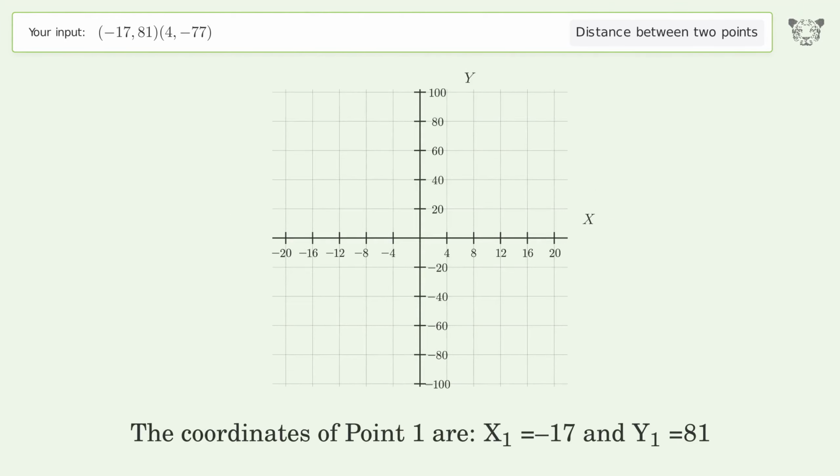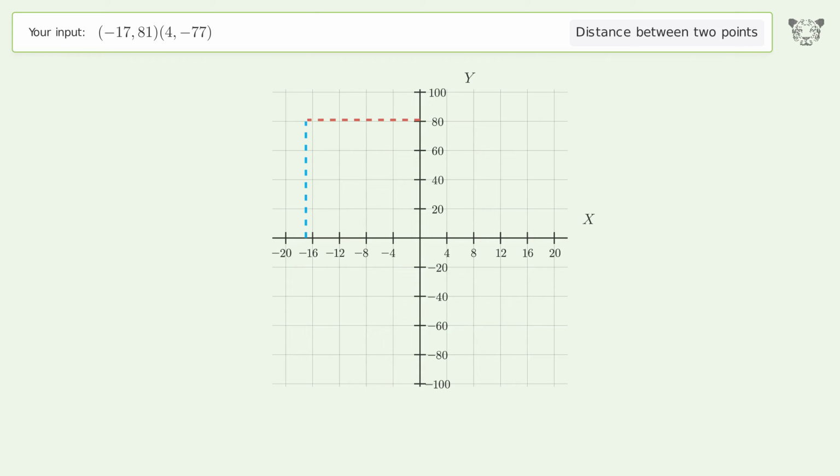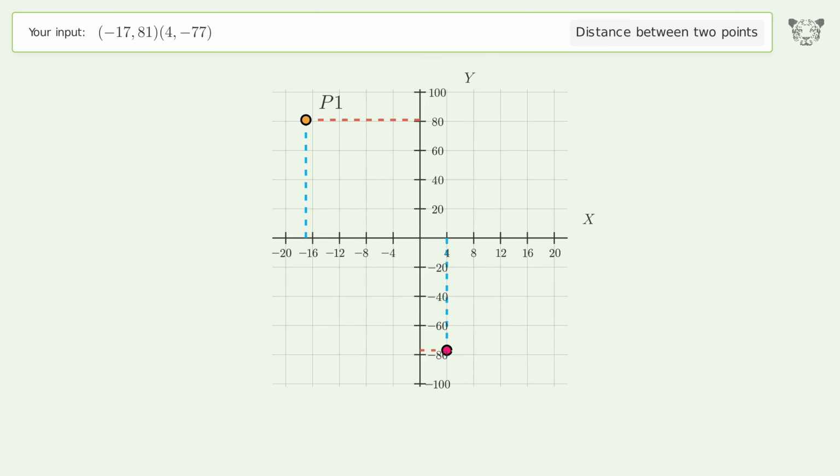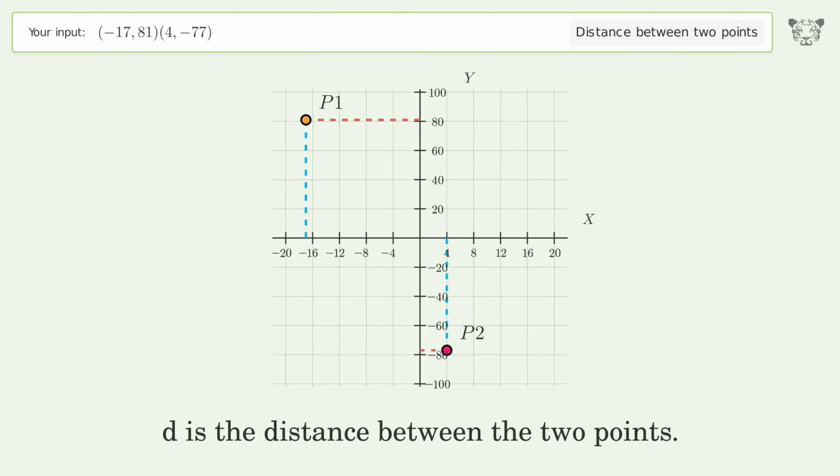The coordinates of point 1 are, x1 equals -17 and y1 equals 81. The coordinates of point 2 are, x2 equals 4 and y2 equals -77. D is the distance between the 2 points.